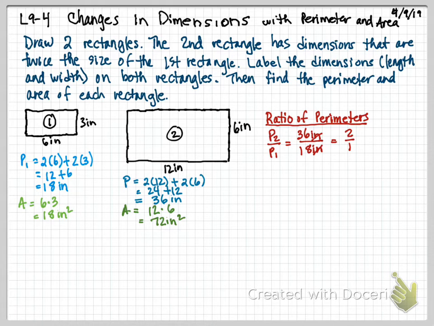So another way of saying this would be that the perimeter of the larger rectangle is going to be twice the perimeter of the smaller rectangle. Okay? You think that relationship is going to hold true with the ratio of the areas? I don't know. Let's test it out.